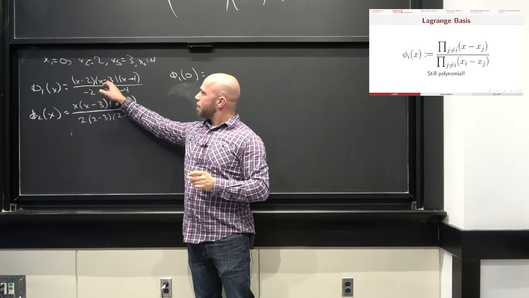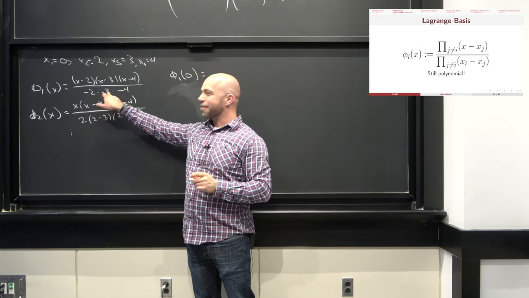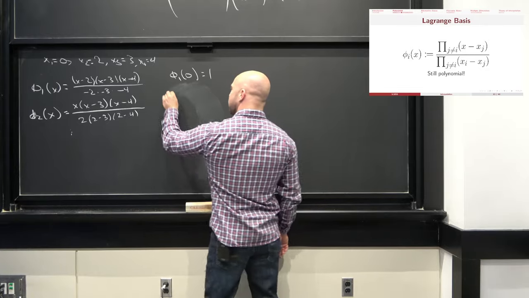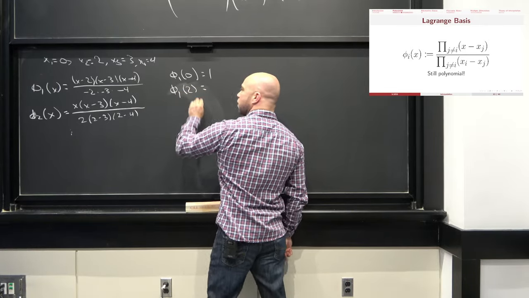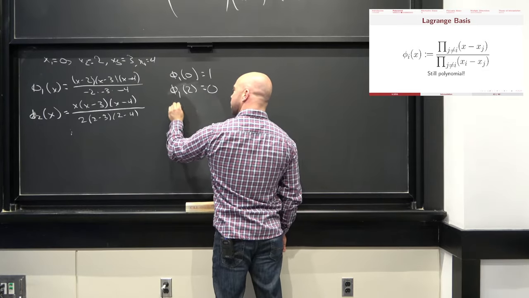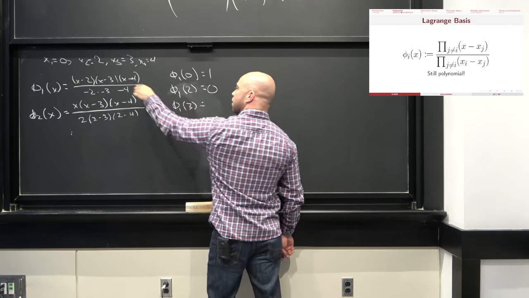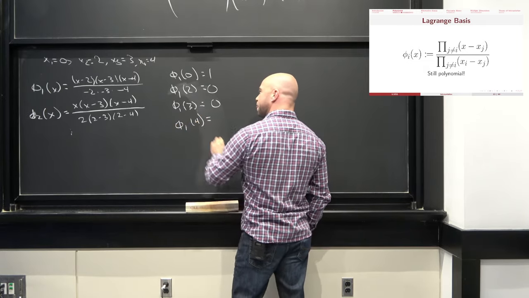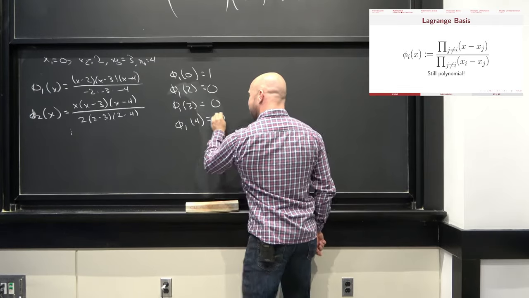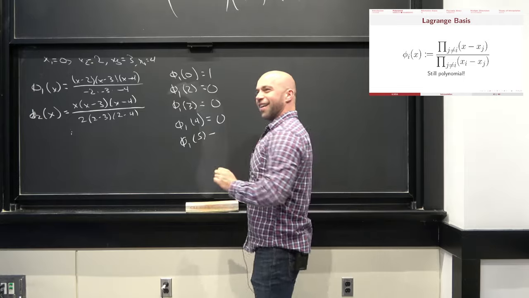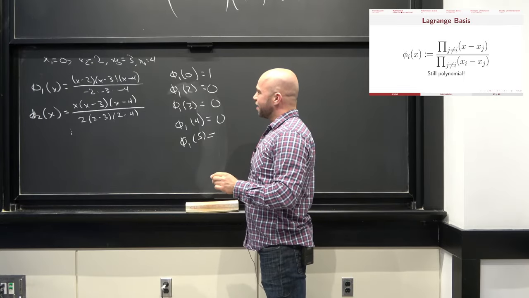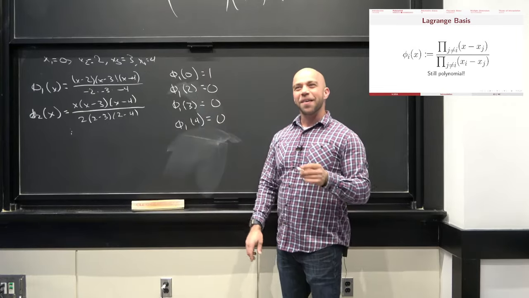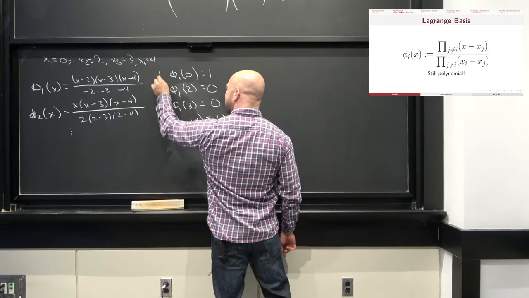Well, I have 0 minus 2, 0 minus 3, 0 minus 4. Conveniently, the denominator is 0 minus 2, 0 minus 3, 0 minus 4. So this is 1. What is phi 1 of 2? Well, there's an x minus 2 in the numerator, so it's 0. What's phi 1 of 3? Well, there's an x minus 3, so it's 0. What's phi 1 of 4? 0. What's phi 1 of 5? I have no idea. So it's like some big number. Just careful here. Okay, so this seems like a really useful property, right?